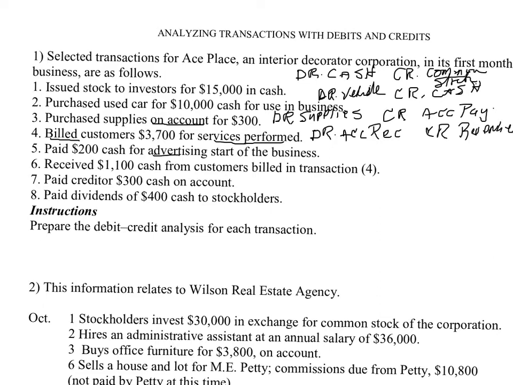Paid $200 cash for advertising. Well, this is an expense, and expenses are always debited. So advertising expense, debit, and credit cash, because I paid for it. If I didn't pay, it would be accounts payable. Received $1,100 from customers I billed up in here. Okay, so they're reducing their accounts receivable, and I receive cash. So the debit is cash, and the credit is accounts receivable.